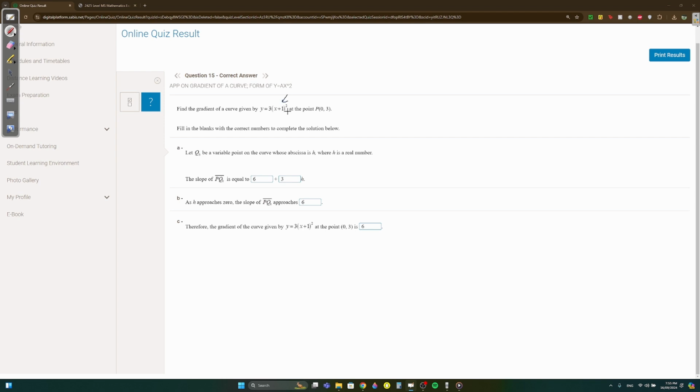Okay, so they gave us this, right? And they gave us point P. And then they said, we're gonna draw for you a point Q, and its abscissa is h, meaning its x value is h. The slope of PQ. Actually, to find slope, we're gonna do y2 minus y1 over x2 minus x1. y2 is gonna be the y of our point Q, right? Our point Q is h. We need the y value of our h. What do we know about y? We know that y is equal to (3x plus 1) squared.